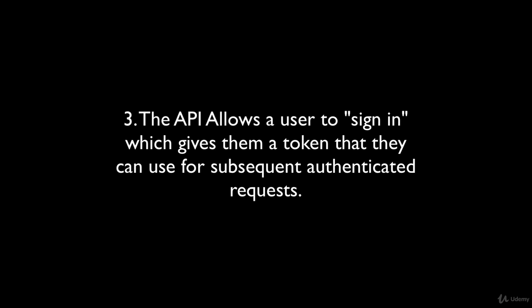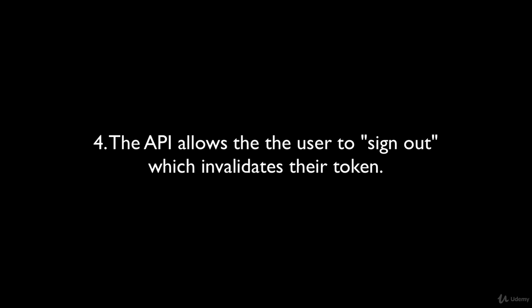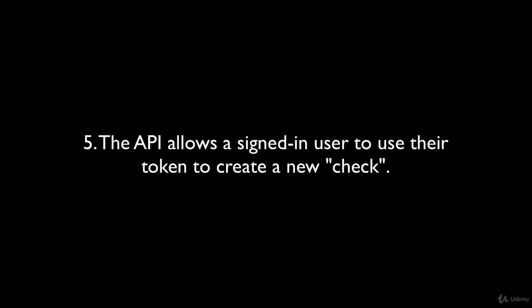If they want to do something that requires being logged in, they're going to need to provide that token that they got when they signed in the first time. Number 4, we want that same user to be able to sign out, and we want their token to be invalidated, or we want them to be able to invalidate their token when they sign out. Number 5, we want a signed-in user to be able to use that token to create a new check. And by check, we mean a task for the system to check a given URL to see if it's up or down. We also want the user to be able to define what up or down is.